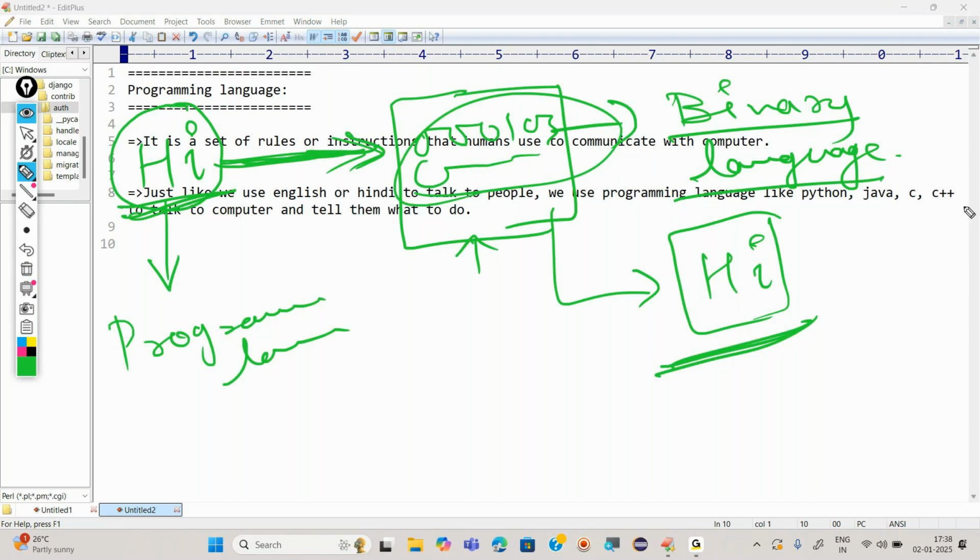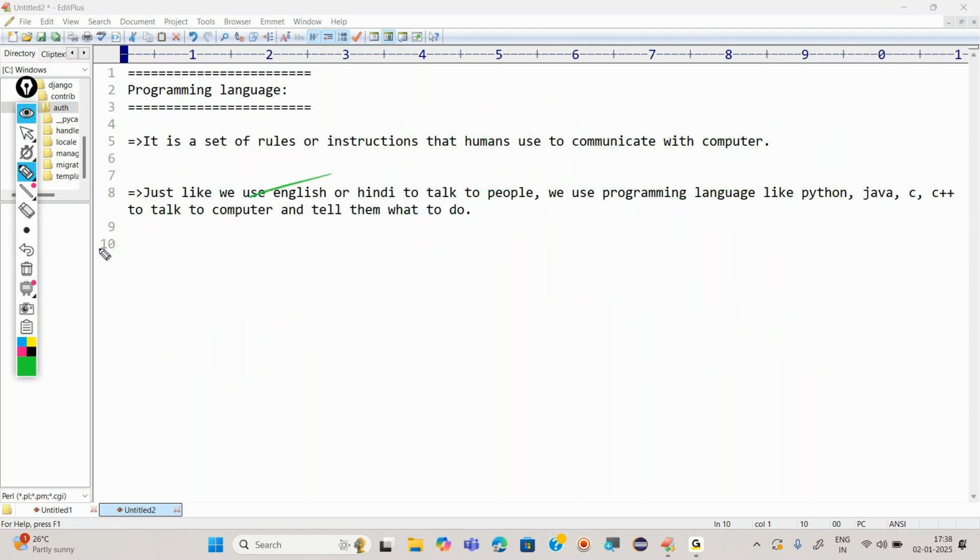Okay, are you able to understand? So whenever we write in any programming language, we are not writing it directly. In between, so many things are going on, so many things are getting done. This is how it works.